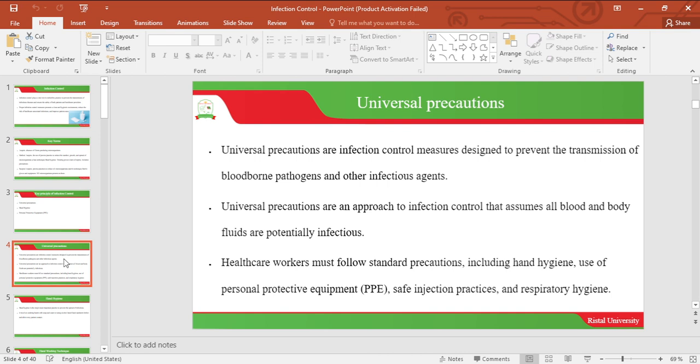Healthcare workers must follow standard precautions which include hand hygiene, the use of personal protective equipment, that is PPE, safe injection practices, and respiratory hygiene.